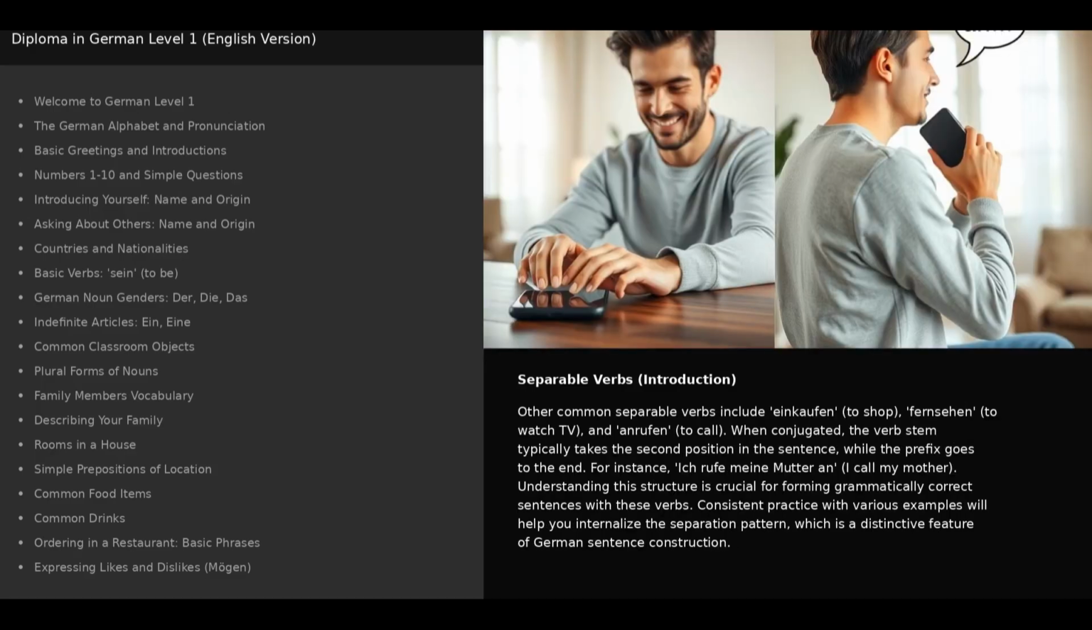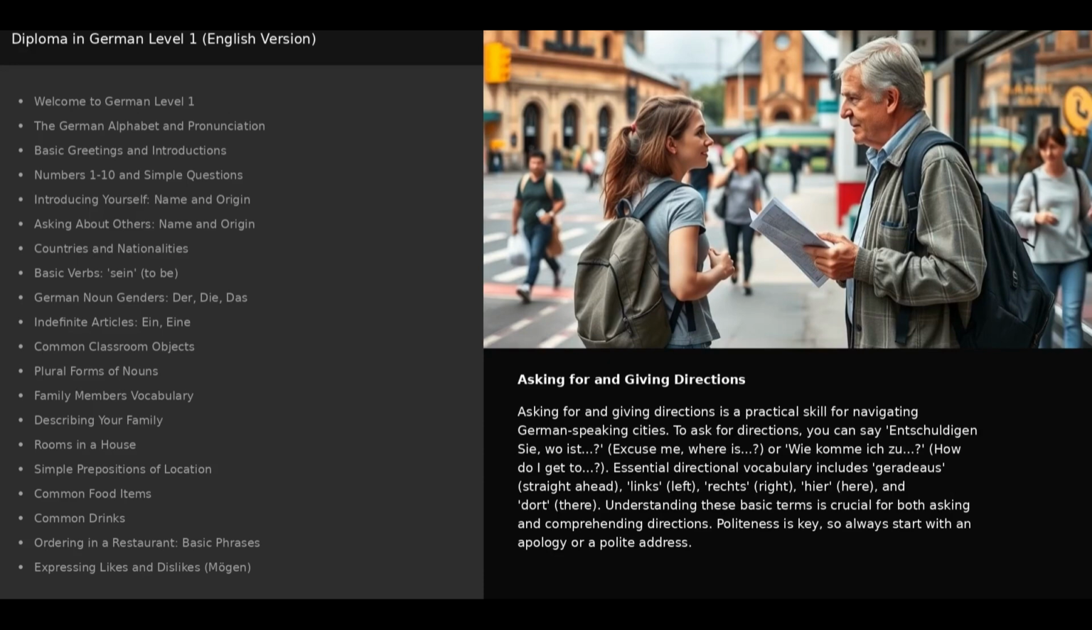Other common separable verbs include einkaufen, to shop, fernsehen, to watch TV, and anrufen, to call. When conjugated, the verb stem typically takes the second position in the sentence, while the prefix goes to the end. For instance, ich rufe meine Mutter an. I call my mother. Understanding this structure is crucial for forming grammatically correct sentences with these verbs. Consistent practice with various examples will help you internalize the separation pattern, which is a distinctive feature of German sentence construction.